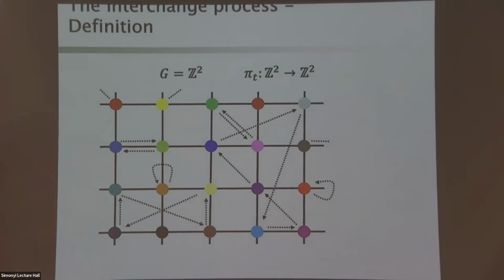If you are worried about these Poisson clocks, if the graph is finite, this is exactly the same as choosing a uniform random edge in the graph and switching.